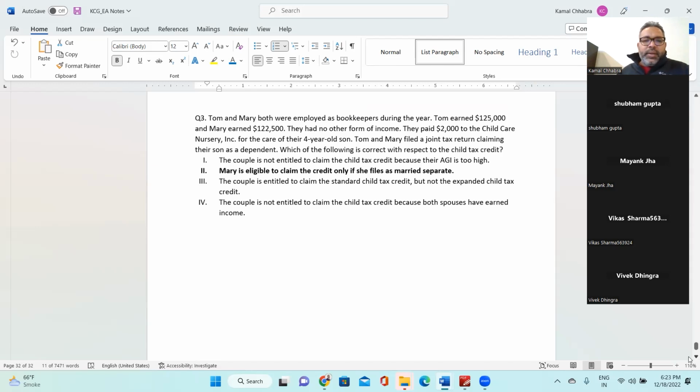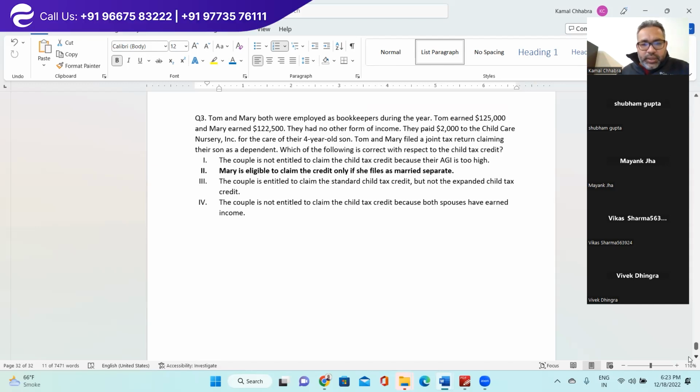Second answer is, Mary is eligible to claim the credit only if she files as married separate. Let's keep it on hold. Third option is, the couple is entitled to claim the standard child tax credit, but not the expanded child tax credit. There is no term expanded child credit, so this option is wrong. Fourth one is, the couple is not entitled to claim child tax credit because both spouses have earned income. That is also wrong, right?